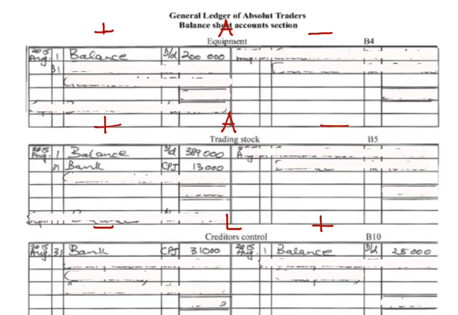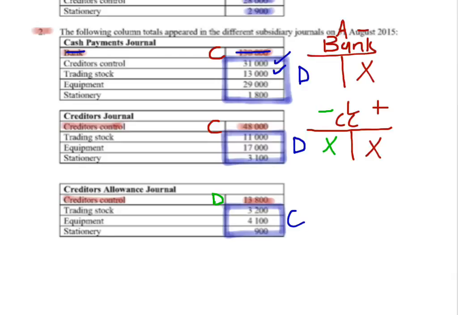So 31st, contra details comes from bank. CPJ was the journal used. Total of 29,000 Rand that I'm adding to my equipment account. So equipment, done. Then the last one for the CPJ, and then we're done with CPJ, is stationery.